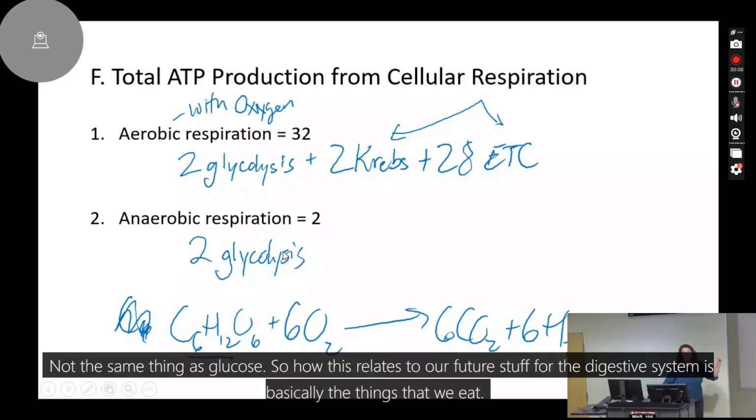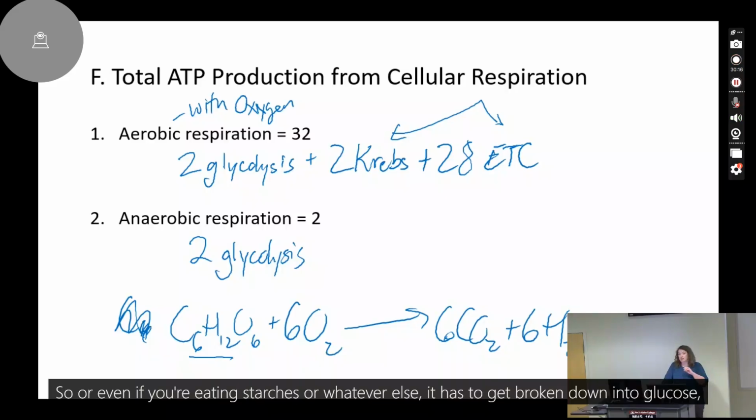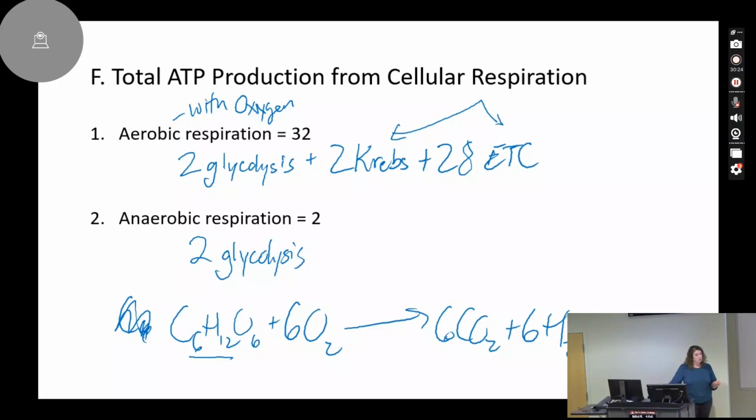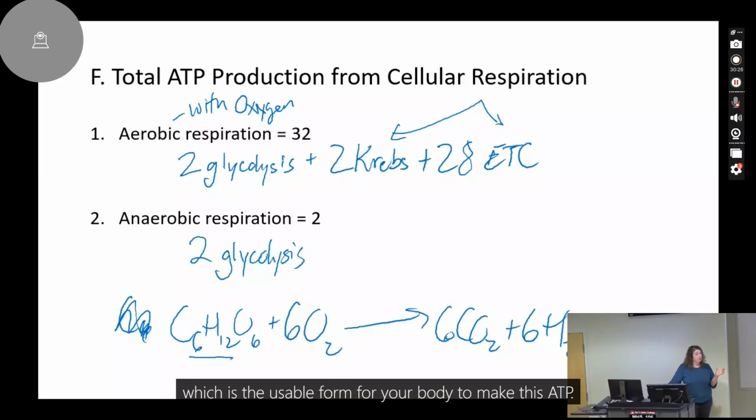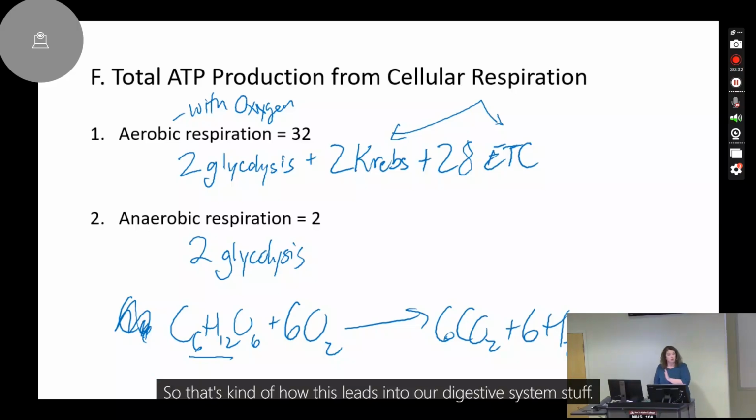So how this relates to our future stuff for the digestive system is basically the things that we eat. Even if you're eating starches or whatever else, it has to get broken down into glucose, which is the usable form for your body to make this ATP. So that's kind of how this leads into our digestive system stuff.